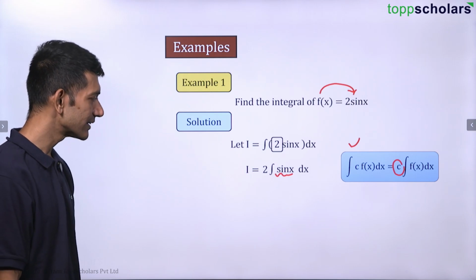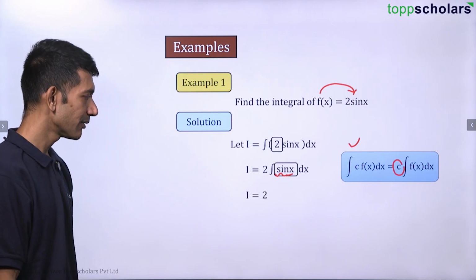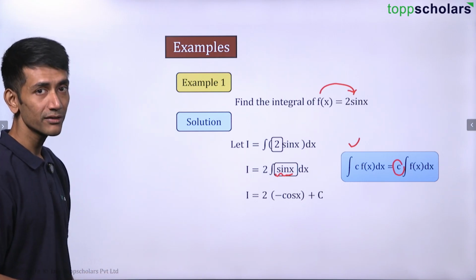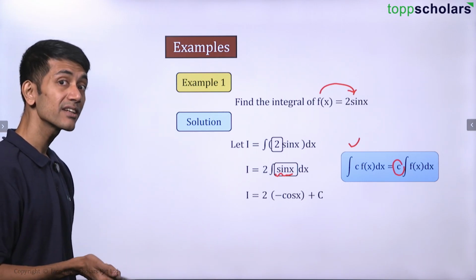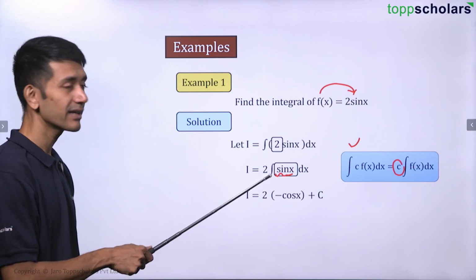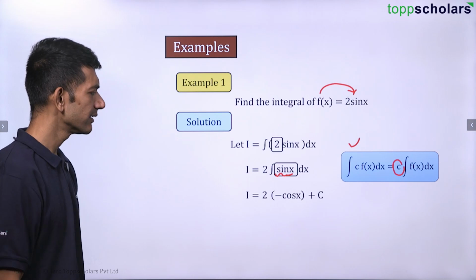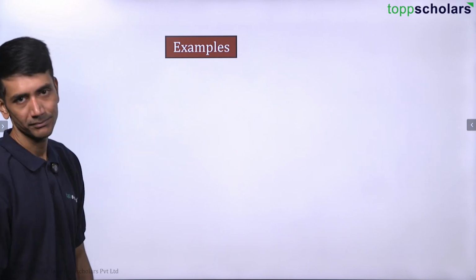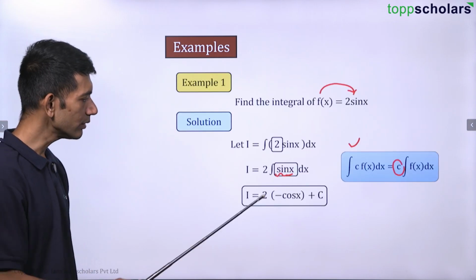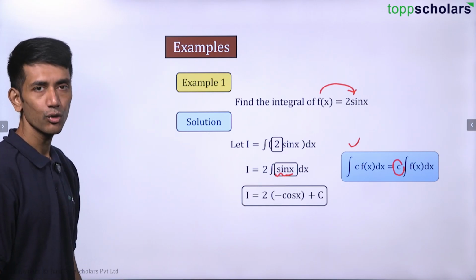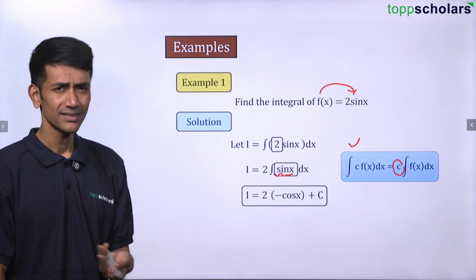Cos x or minus cos x? So don't get confused in that. This is minus cos x, right? Because derivative of sin x is cos x. Derivative of cos x is minus sin x. So integration of sin x is minus cos x. So that's it. And then plus c. So minus 2 cos x plus c. So the final answer you can write down is minus 2 cos x plus c. I hope this part is clear to all of you. Simple question, basic question. There is nothing new in that.